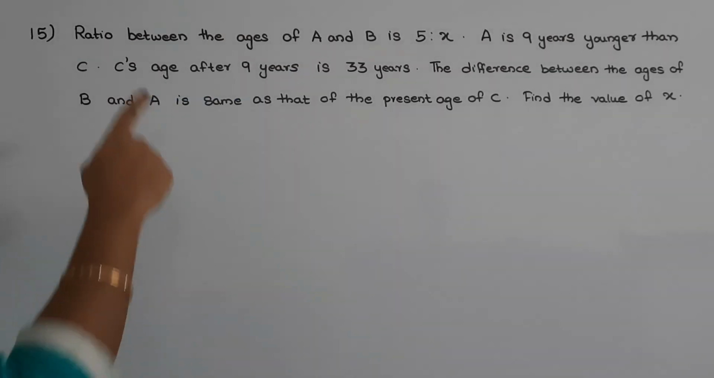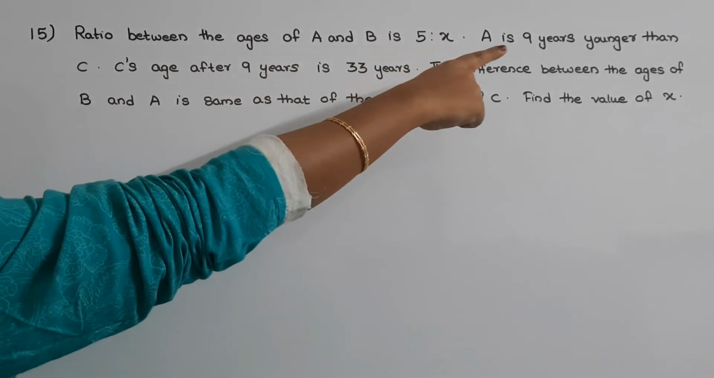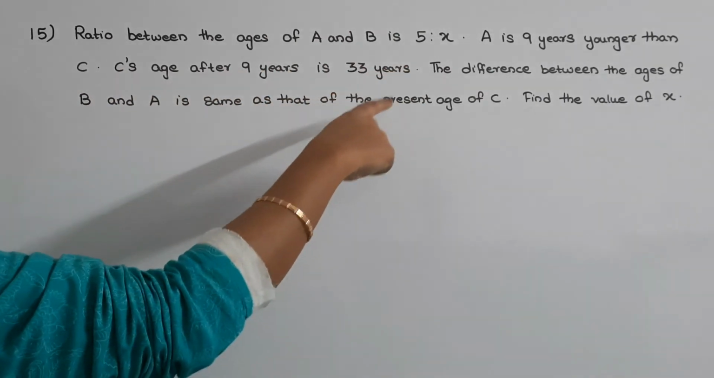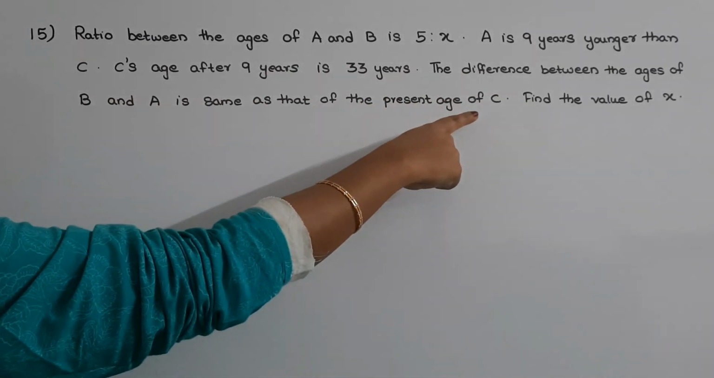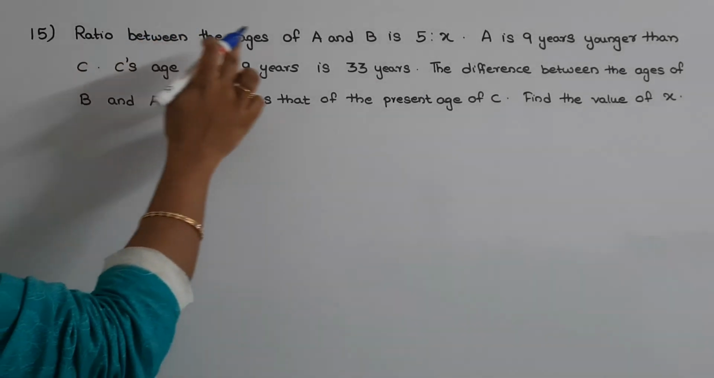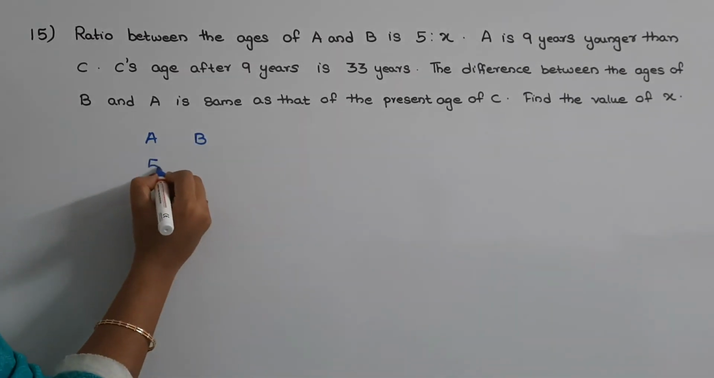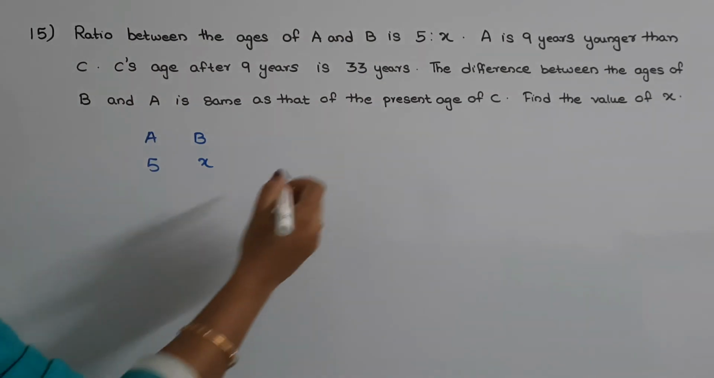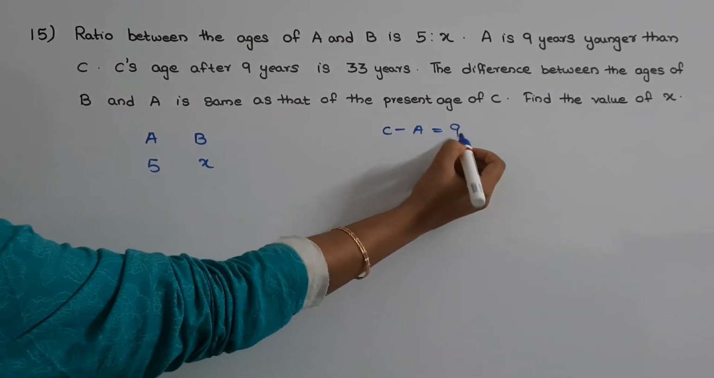The next question is, the ratio between the ages of A and B is 5:X. A is 9 years younger than C. C's age after 9 years is 33 years. The difference between the ages of B and A is same as that of the present age of C. Find the value of X. So, in this question, they have given the ratio between the ages of A and B as 5:X. Then they are telling that A is 9 years younger than C, which means the difference between the age of C and A is given as 9 years.